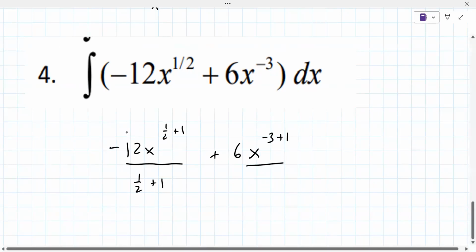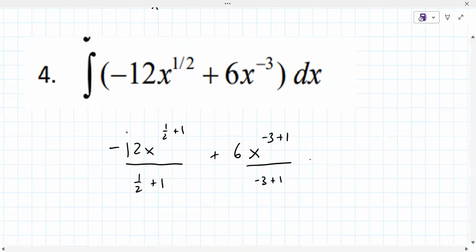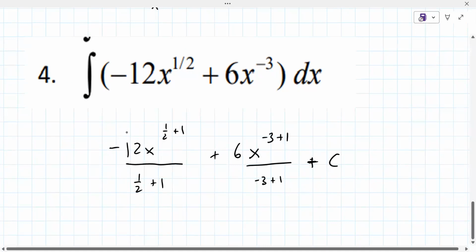Same thing over here. I'm adding 1, dividing by the new exponent. And notice that I have not tried to simplify the exponents in any of the problems we've done. You will be able to in time, but for now it's good to do this. You do it until you get tired of saying, well, I know what -3 + 1 is, I don't need to write that.